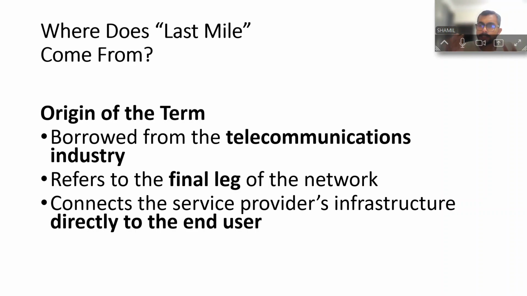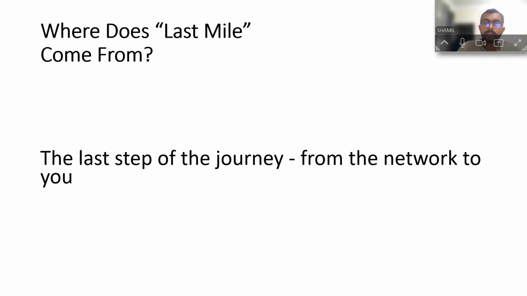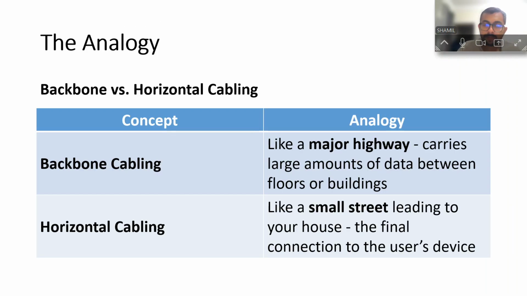So where does the term last mile come from? It's actually borrowed from the telecommunications industry. It refers to the final leg of the network. Horizontal cabling is called the last mile because it connects the local telecom equipment of that floor to the user equipment. Basically, it connects from the network to the user. That's why it is called the last mile. It is the last step of the journey from the network to the user.